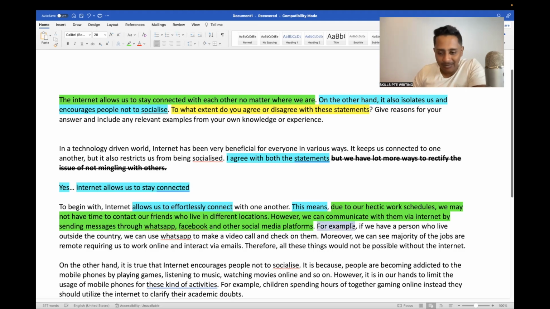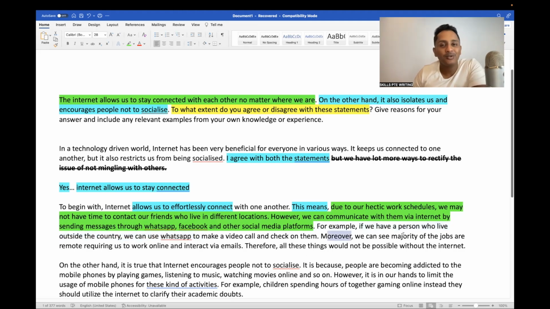Even examples, for example, if we have a person who lives outside the country, we can use WhatsApp to make a video call and check on them. Enough. Simple words are enough. Whatever she told, the main idea, effortlessly connect with one another, irrespective of the location, no matter where you are. The same thing: if we have a person who lives outside the country, we can use WhatsApp to make a video call and check on them.